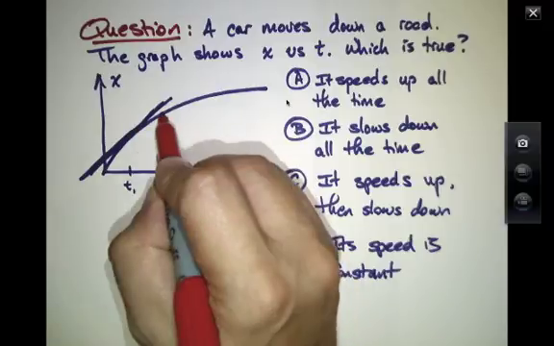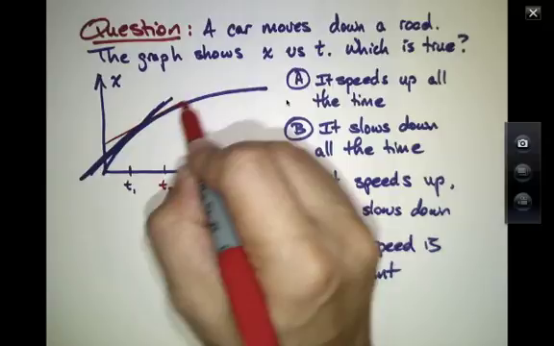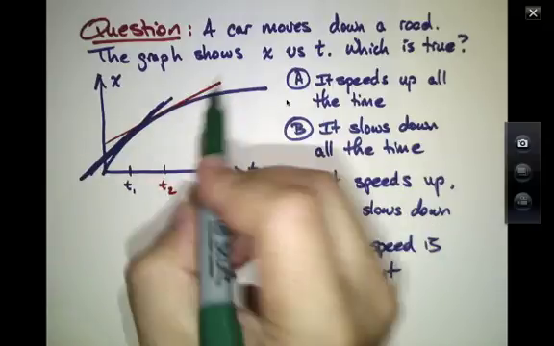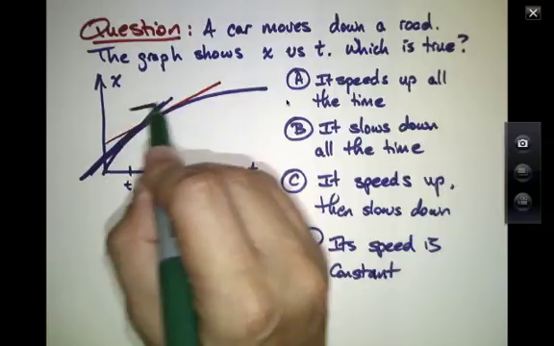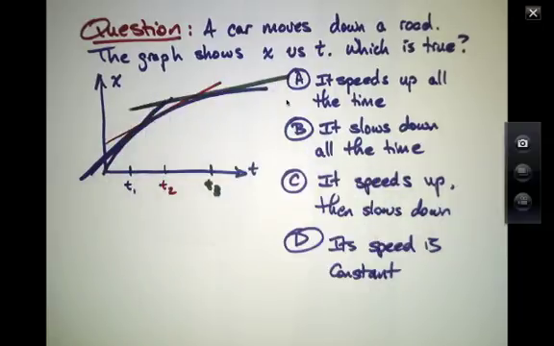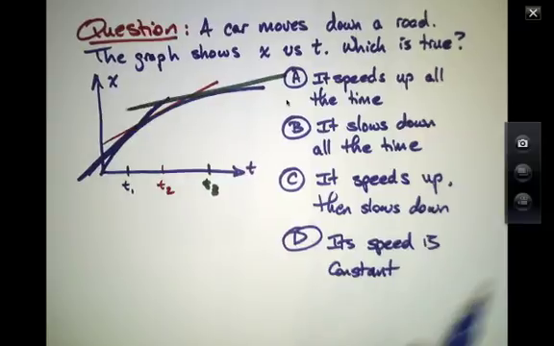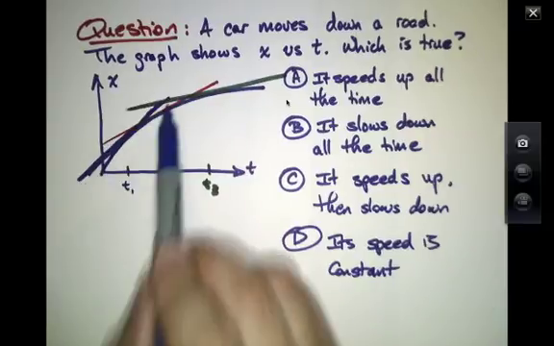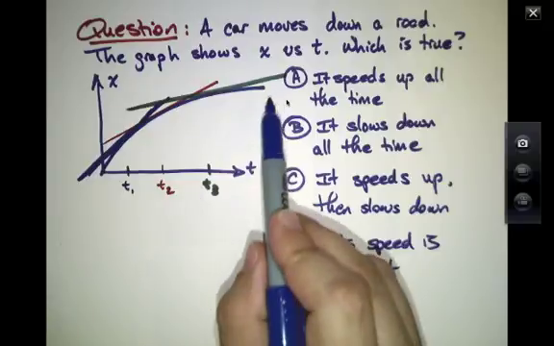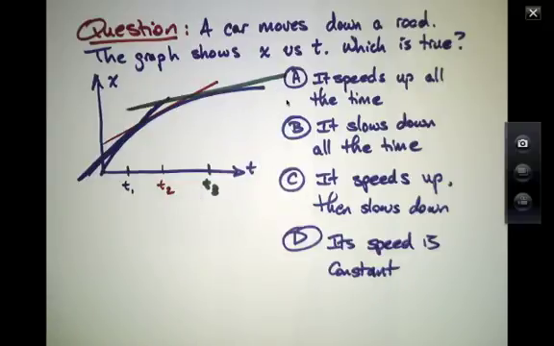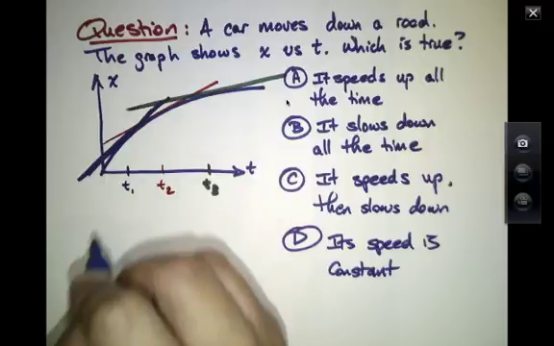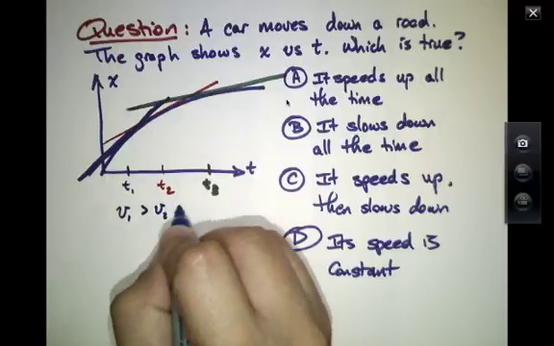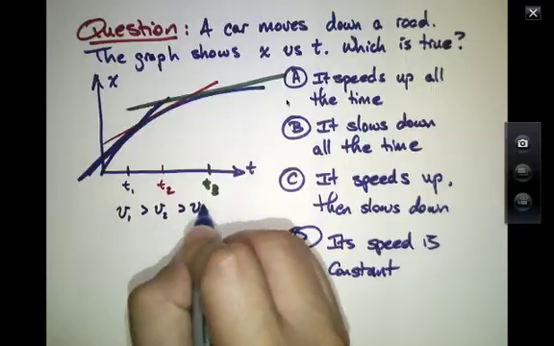I could do the same right here. And I could do the same right here. And one thing you notice is that the slope is the largest and then is steadily decreasing. In fact, if I were to draw it even further out, it seems like the slope would be 0. So it's the case that v1 is larger than v2 is larger than v3.